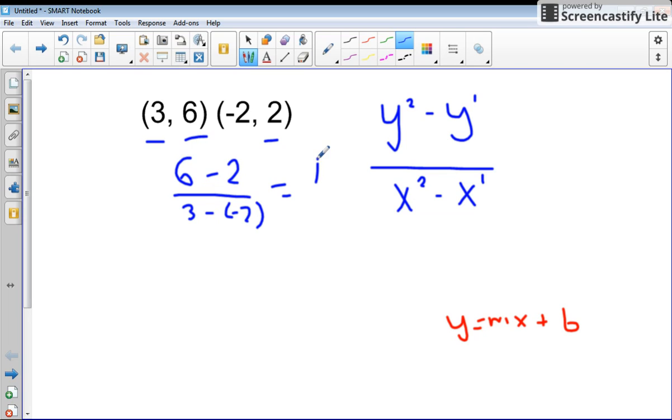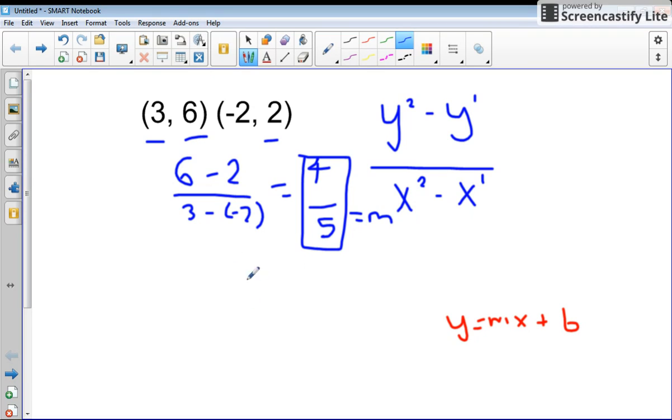And 6 minus 2 will give you 4. And 3 minus -2 gives you what? That's right, it should be 5, so our slope is 4/5. Yay. Call that m. And now this is the tricky part where everyone sort of gets confused.